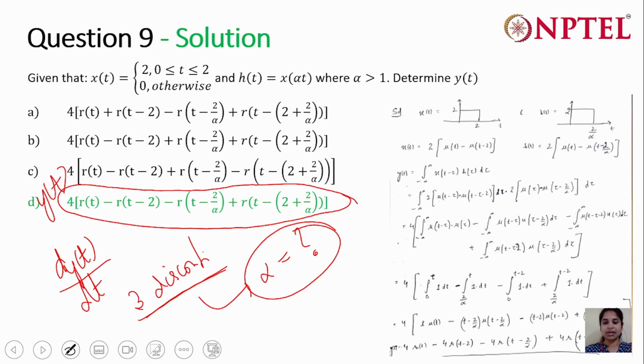You can do this in multiple ways. First, you try to differentiate this expression and get the expression. And then you could try different values of alpha and find for what value of alpha you are getting only 3 discontinuities.